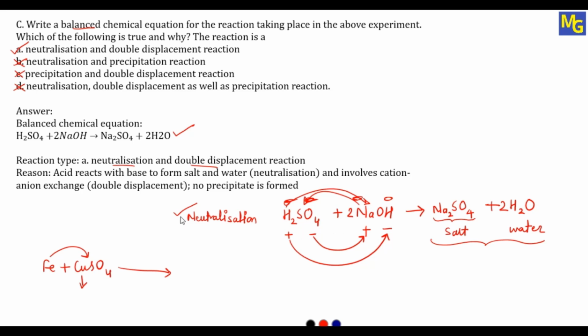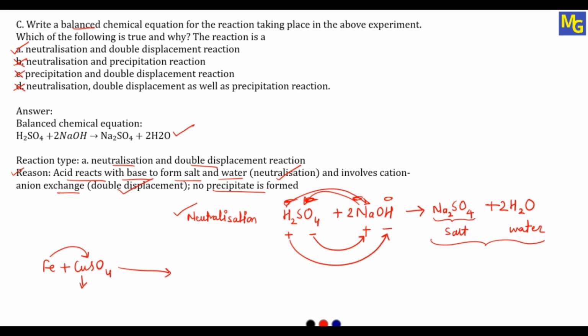So the reason is: an acid reacts with a base to form a salt and water, which is called neutralization, and it involves cation and anion exchange. So it is called double displacement, and there will be no precipitate formation. Precipitate means solid, PPT, solid formation. So there will be no solid formation, and therefore the correct option is option A, and this is the reason for this question. I hope you understood all the answers I have explained very neatly and completely. Make a note of all these answers.